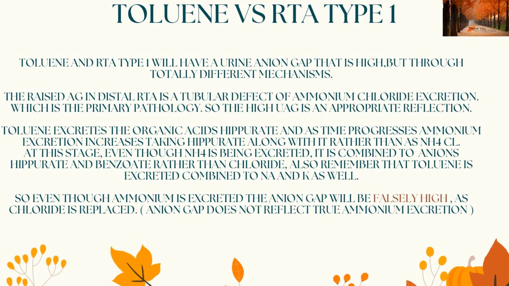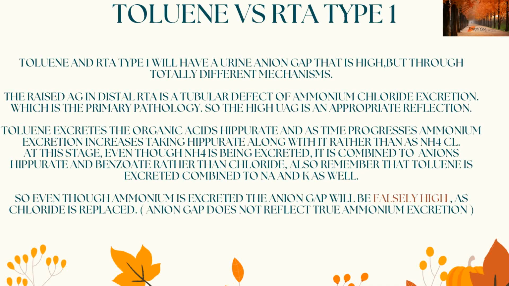This slide is again about the concept of toluene and RTA, which I have discussed previously. Essentially, I have explained in this slide in detail why toluene and RTA type 1 have a urinary anion gap that is high. Both of them have a urinary anion gap that's high, but by totally different mechanisms. One has a urinary anion gap that is high because the primary defect is acid excretion.